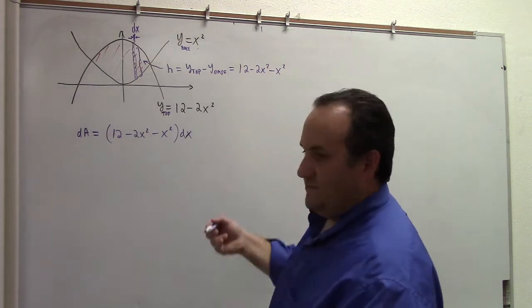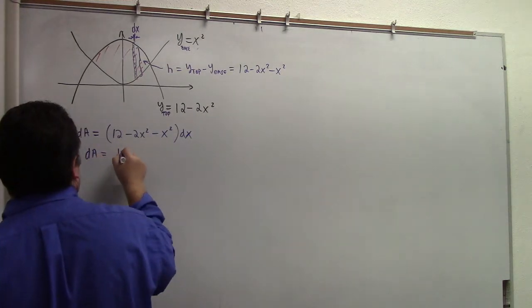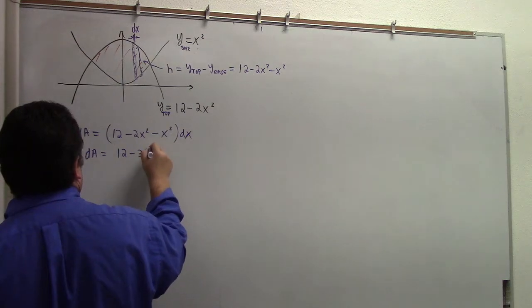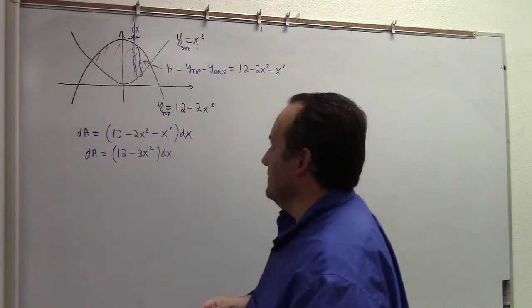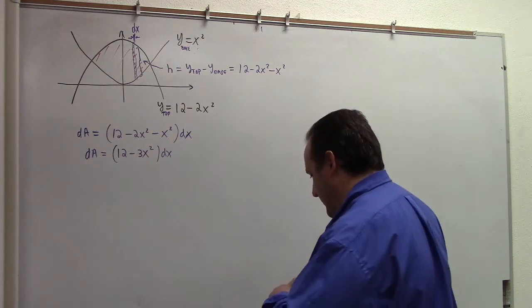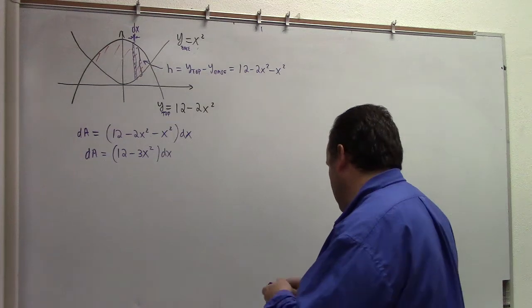Which, of course, we could simplify a little bit, right? dA is actually 12 minus 3x squared dx. So what's left for us to do before we can solve this problem? We need to figure out what?